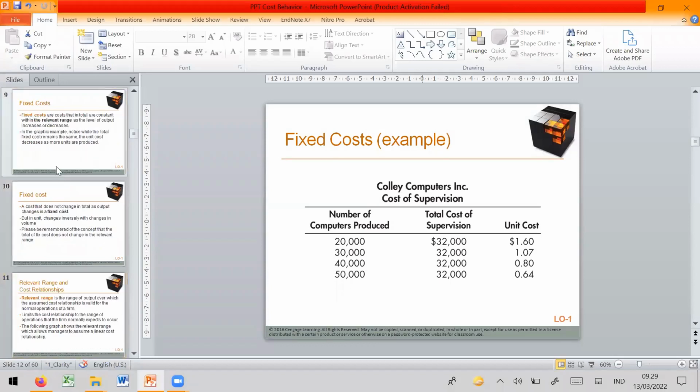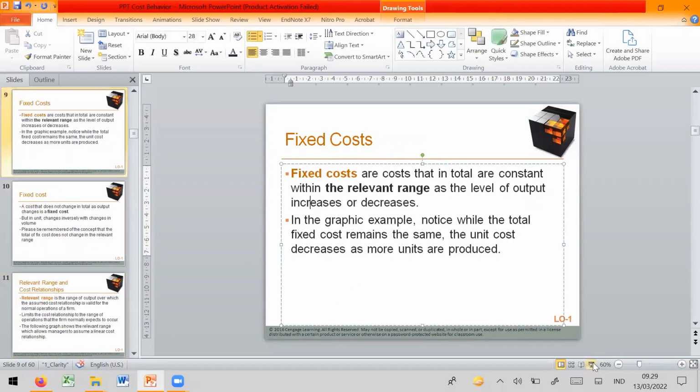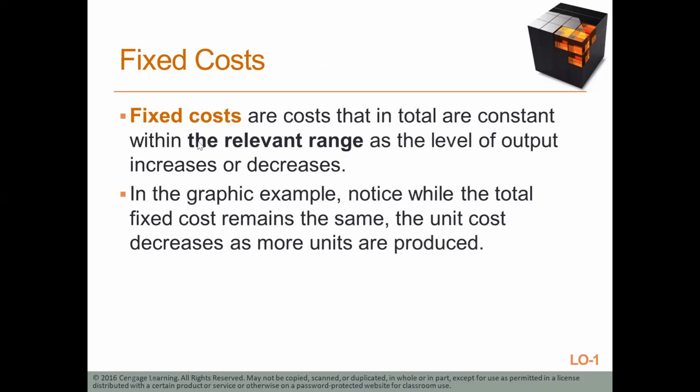Okay, take a look at this definition. We have the keywords in here. So what is the relevant range in here? The definition of fixed cost, as explained here, is a cost that in total is constant as the level of output increases or decreases, but in unit will decrease. But that definition only applies within the relevant range.